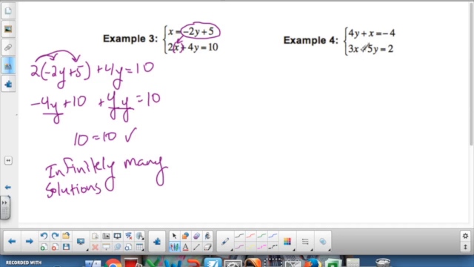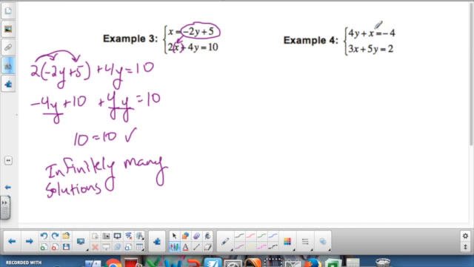All right, one more example. In this case, neither one of the variables are isolated. I don't know exactly what x equals or exactly what y equals right now. So what I'm going to do is I'm going to pick one of the equations and solve it for one of the variables. It doesn't matter which equation I pick. It doesn't matter which variable I pick. I'm just going to inspect these to try and figure out which one's going to be easiest.